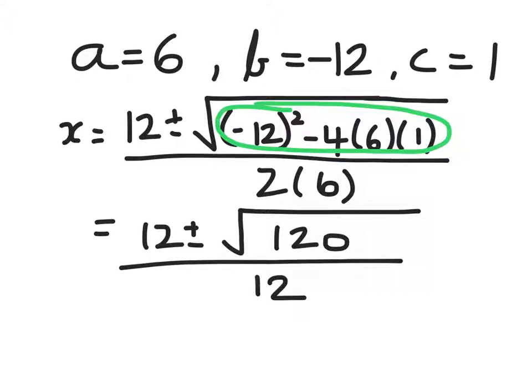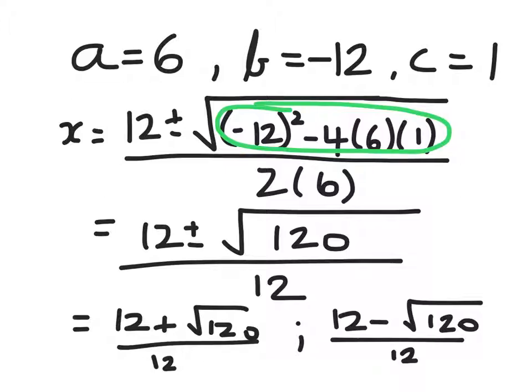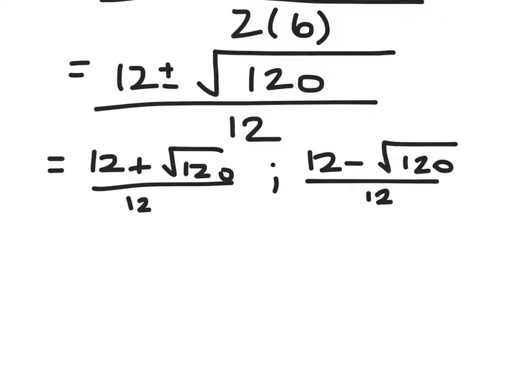Now, at this point, the plus minus in the middle means you have 2 possibilities, so you're going to break it up into 2. You're going to go with 12 plus the square root of 120 over 12, and also you're going to do 12 minus the square root of 120 over 12. So let's have a look. How will that go? So you move this up a little bit.